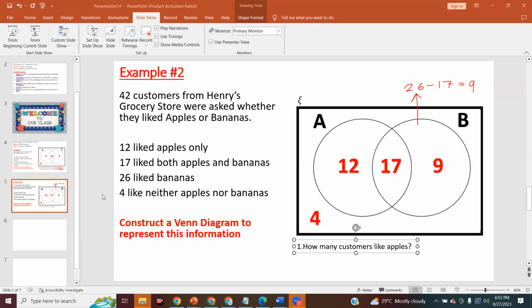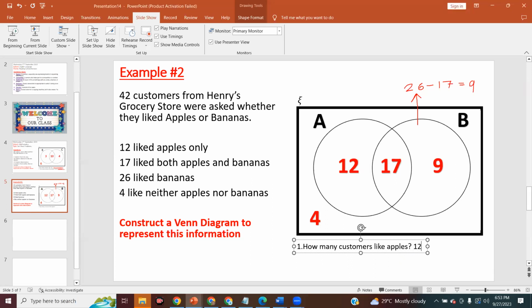So how many students like apples? Let me see inside the chat what y'all put. 29. Most persons put 29. How did y'all get 29? We added 12 and 12 and 17. How y'all get 29? Add 12 to 12 plus 17. Very good.